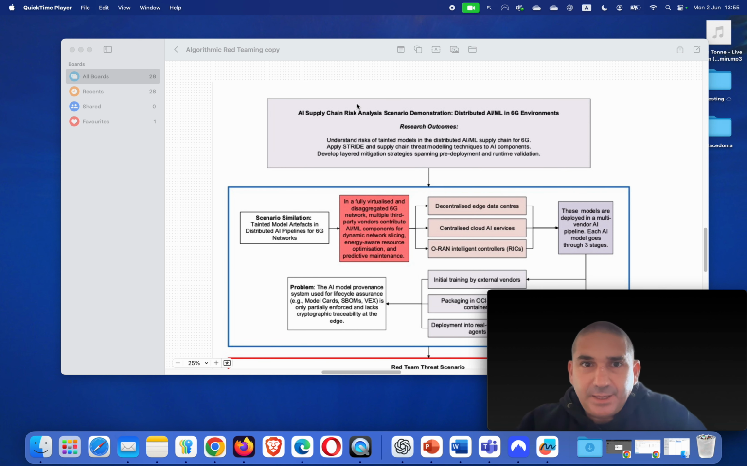This is the second scenario. So the first scenario was on cloud and edge 6G red teaming. This is a red teaming of the AI supply chain risk analysis. That's the purpose of this scenario, and we're looking at distributed AI and machine learning in 6G environments.